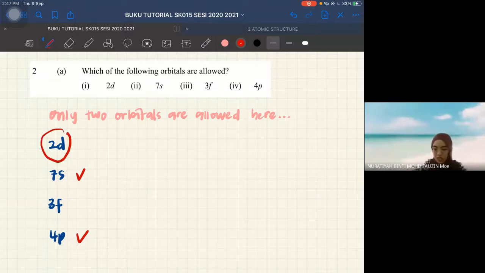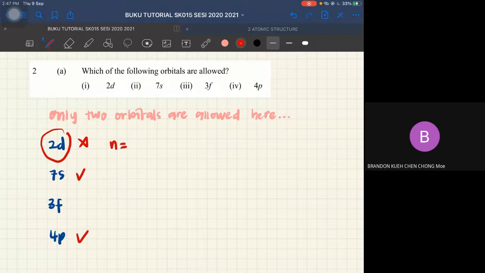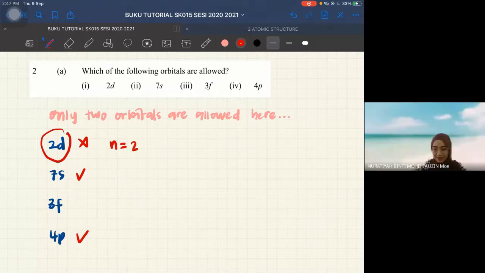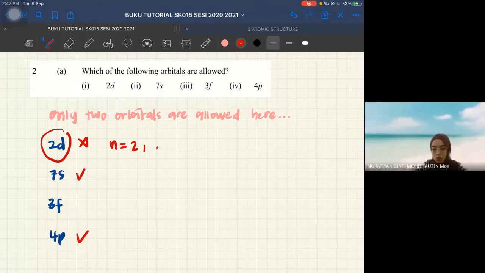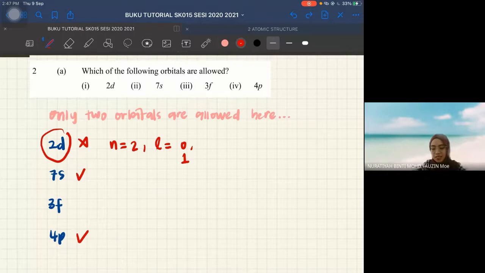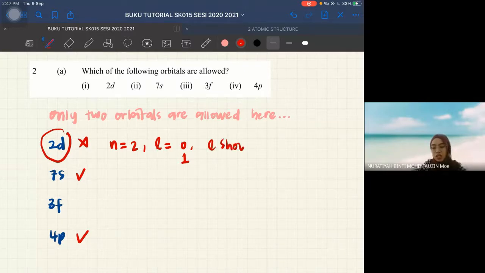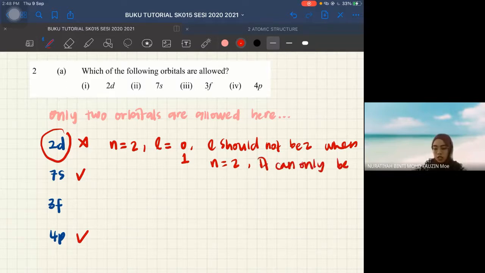2d, why is it not allowed? Because d is 2. So the way for you to explain this, okay, is that n cannot be 2. It can only be 0 or 1. So when n is equal to 2, L can only equal 0 and 1. So L should not be 2 when n is equal to 2. It can only be 0 and 1. Okay, so thank you, Brandon. That's how you answer that one.